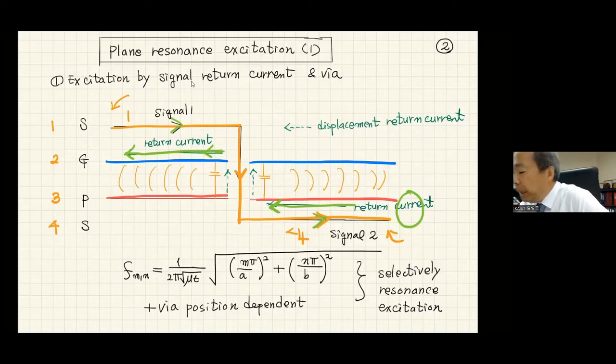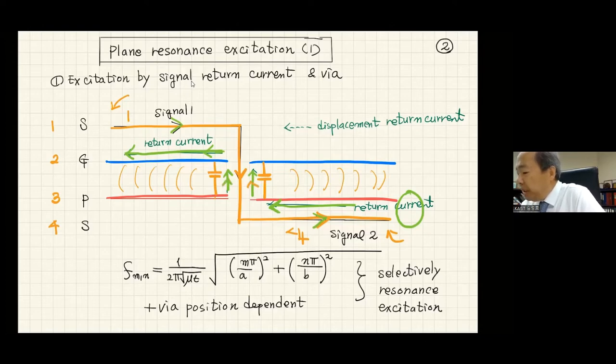So the only way this return current can switch from power plane to ground plane is through displacement current between power and ground plane. I'd like to emphasize that power and ground plane has certain capacitance because they are facing each other, they are looking at each other. Because of that, they may have certain parasitic capacitance. So return current actually is going through this displacement current.